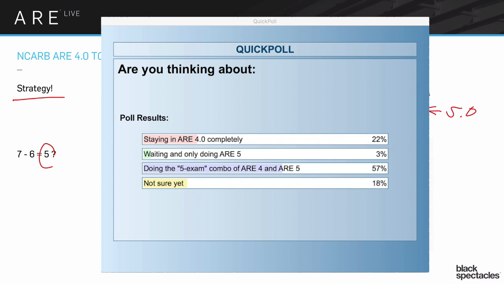Yep, so as you guys can see here, looks like about 60% of the people are going to kind of do the 5 exam combo, and then the next most is everybody staying in A.R.E. 4.